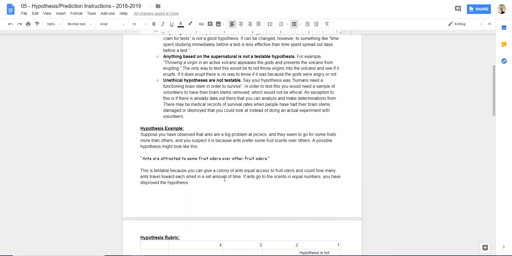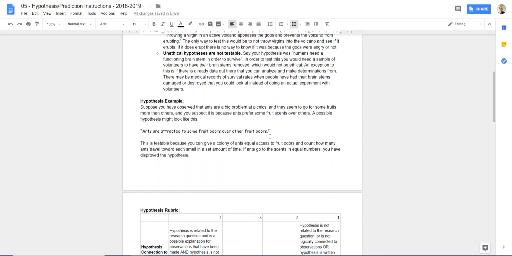There are a couple of examples here about ants that are also going to go forward in my prediction video as well. Suppose you had some ants and you wanted to figure out why the ants are attracted to your picnics. Your first idea is, well, maybe they're attracted to some odors. So your hypothesis might be this: ants are attracted to some fruit odors over other fruit odors.